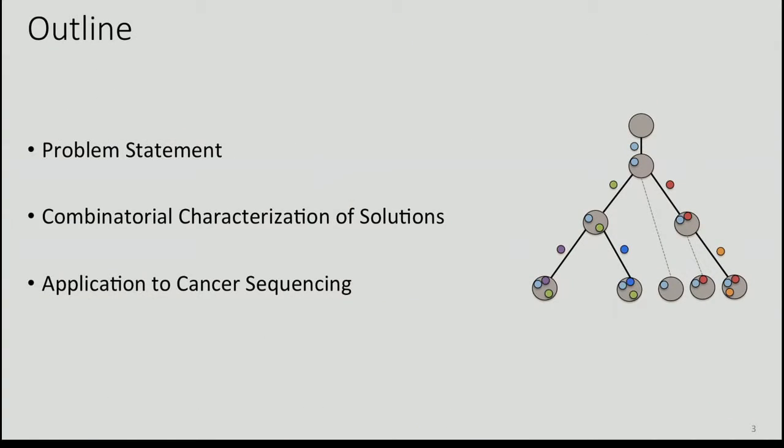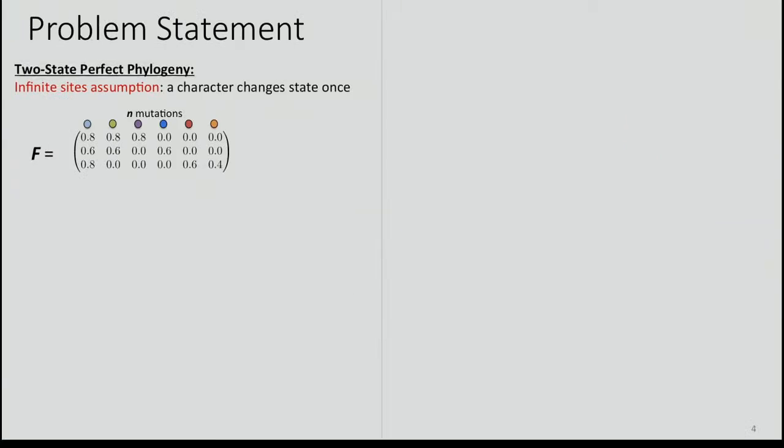So what I will do is I will give you a formal problem statement that captures this problem. I will show you what solutions of this problem look like. And I will briefly touch upon how we apply this model to infer a phylogenetic tree that models the interplay between SNVs and CNVs. So let's start with the problem statement.